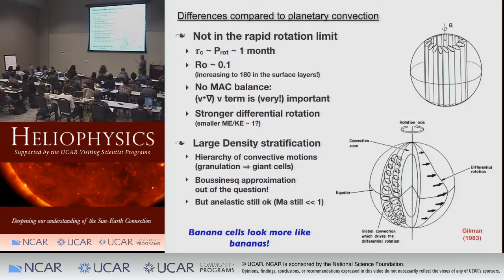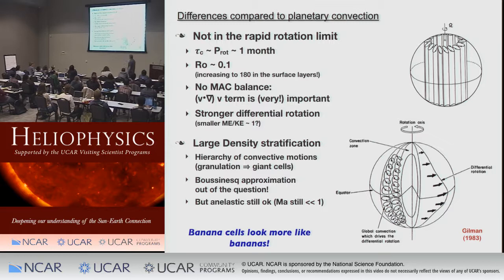And as I said, the differential rotation plays a big role. Now the magnetic energy, unlike planets, is not orders of magnitude bigger than the kinetic energy. They're probably of the same order. We don't really know. But the other difference is there's a huge density stratification. So the Boussinesq approximation is out of the question. It's often used for planets, but it doesn't work here.